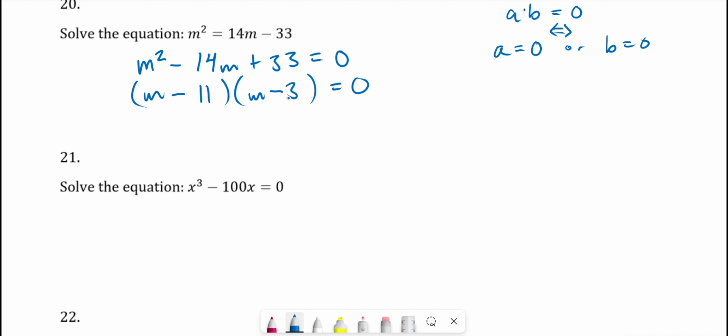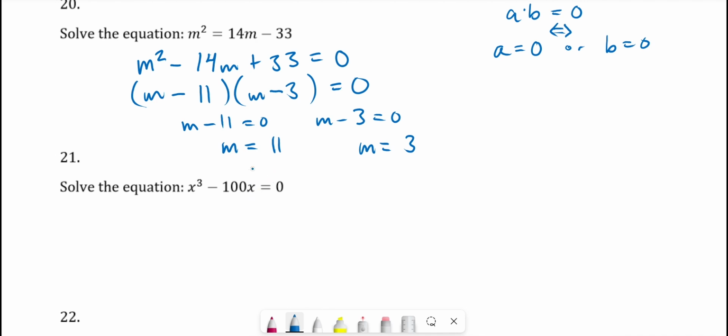Now, because this product is equal to 0, we know that either m minus 11 is equal to 0, or m minus 3 is equal to 0. In one case, we would get positive 11. In the other case, we would get positive 3 as our values for m. So these are our two solutions.